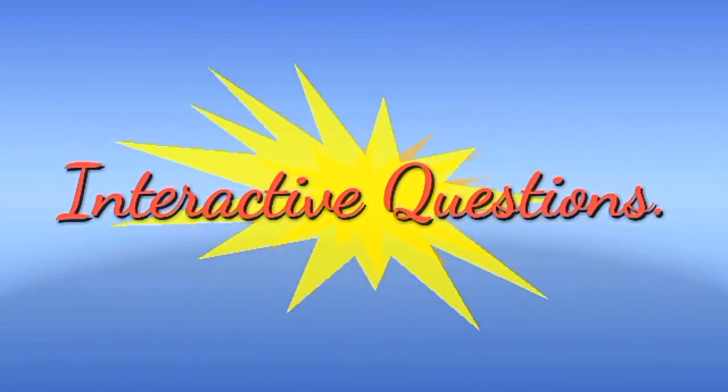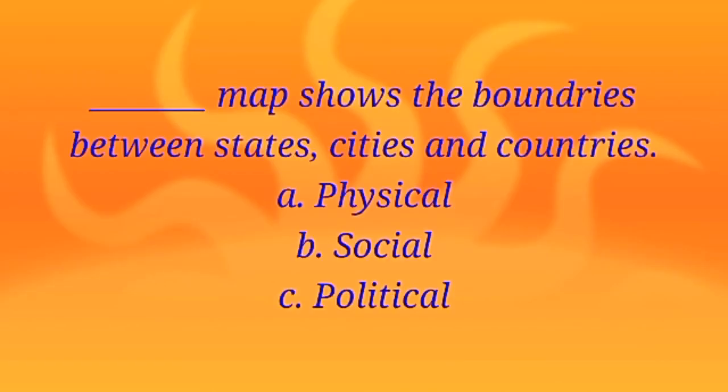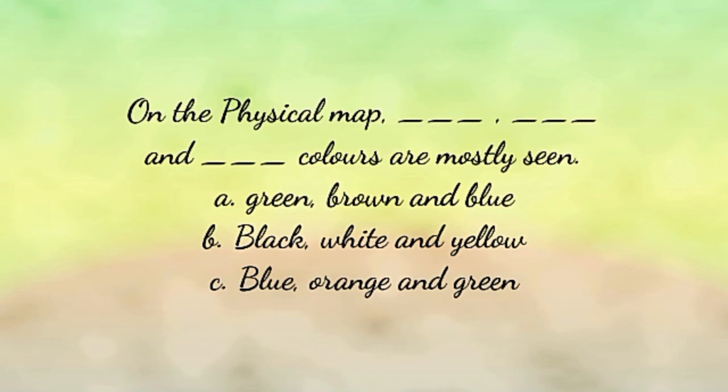Now listen carefully. The first question says, dash map shows the boundaries between states, cities, and countries. A. Physical, B. Social, C. Political. The right answer is C. Political.